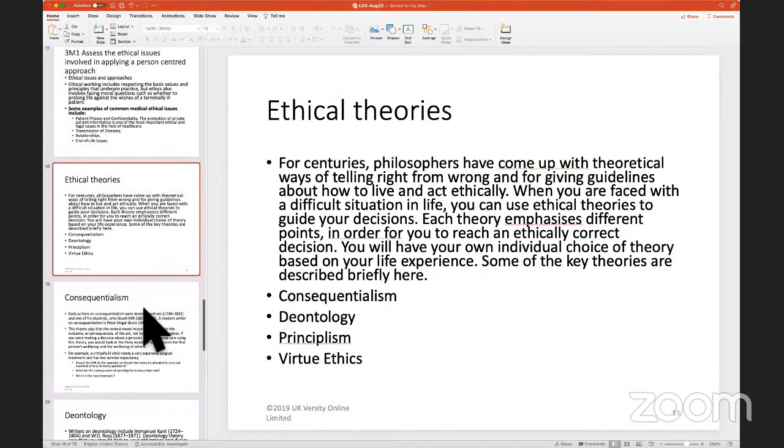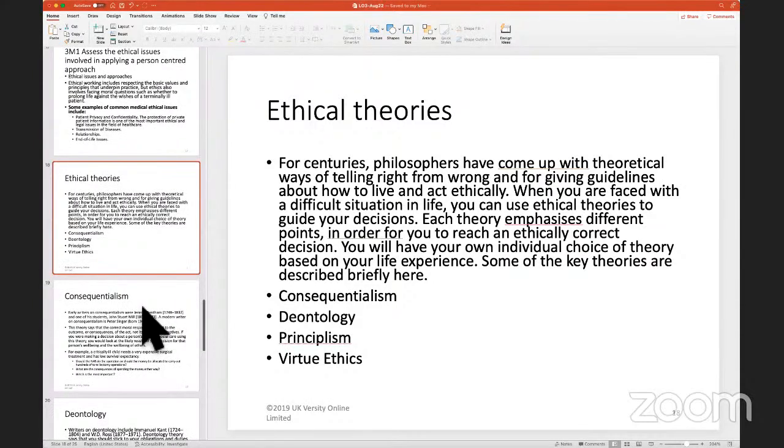Now, there's a bit of theory and background in terms of understanding ethical issues and approaches. There are 4 theories which have been discussed over the years, and this is predominantly theoretical. You need to understand that over the centuries, a lot of research has been done by different philosophers, and different approaches have been put forward. Let's put it this way, 4 of these theories and approaches have now been widely accepted. And they are the ones that we need to understand from a theoretical point of view to do the assessment of ethical issues involved in applying a person-centered approach.